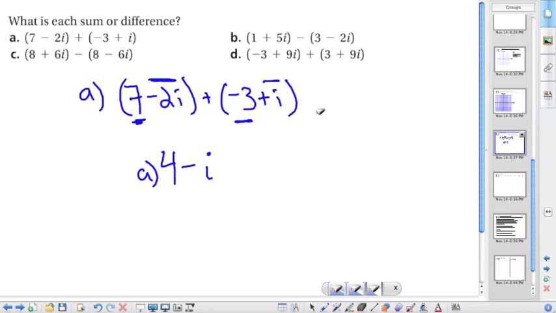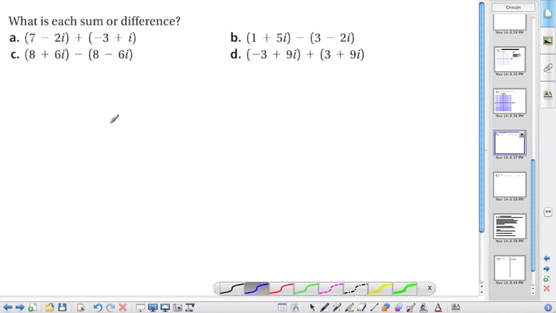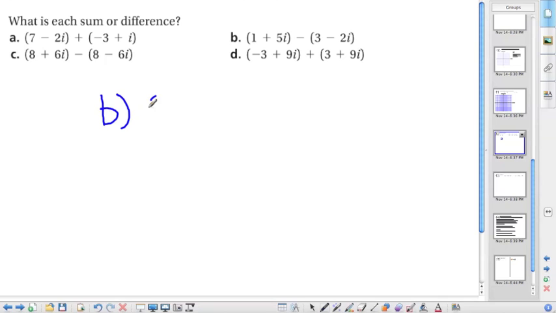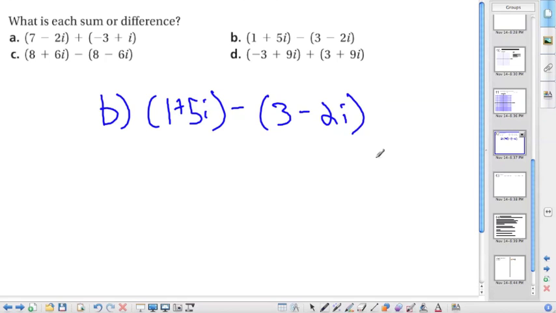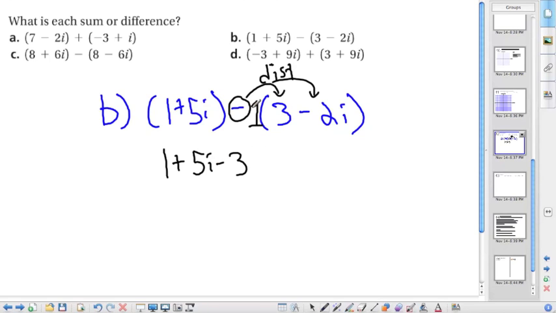Next, let's try example B. So we have 1 plus 5i minus 3 minus 2i. With the subtraction, you have to be careful because you have to distribute the negative. Don't forget to distribute. Why? Because there's a negative 1 right there. So let's rewrite it as 1 plus 5i. Negative times a positive 3 is a negative 3. A negative times a negative becomes a positive 2i.